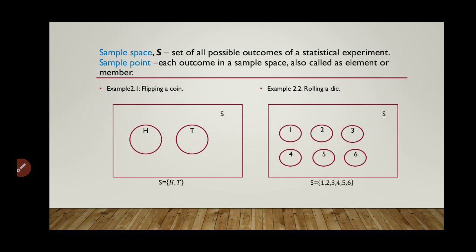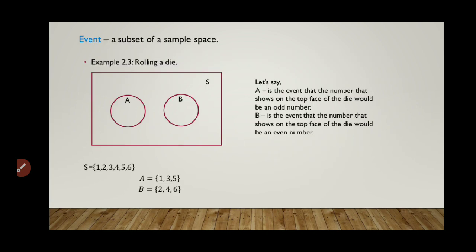Also called as element or member, yung head and tail. Therefore, meron lang dalawang element dun sa pag-flip ng coin. And then, pagdating naman dito sa pag-roll natin ng die, since 6 sides siya, di ba, cube siya yung die, therefore, meron tayong 6 elements which are numbers 1 to 6.